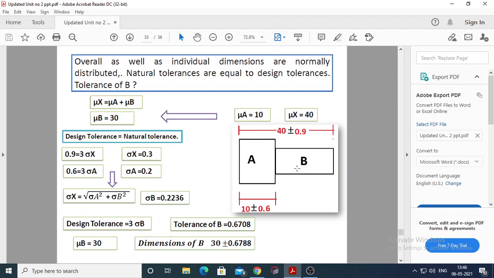Then how to calculate that? This mu B is equal to 30, and the tolerance of B, this is 0.9 and this is 0.6. Okay, and check that we have the tolerance of B. The total tolerance for B we get is 0.6708. This is the dimension of the B component. Okay, all of you getting the dimension of the B component? How to get that dimension of the B component? You have to remember that.